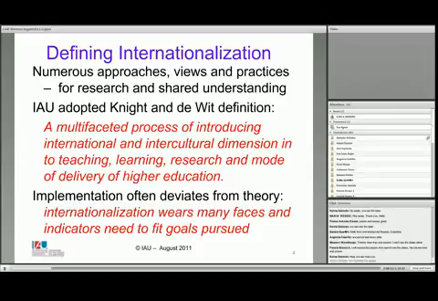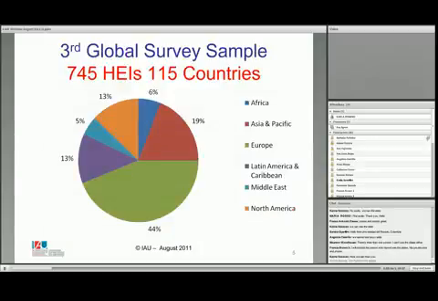So let me turn to the results of the survey itself. And again, I apologize to those of you who have heard this presentation before. The third global survey was sent out to about 5,000 institutions around the world, but the results are compiled on the basis of 745 replies, which we received from 115 countries.